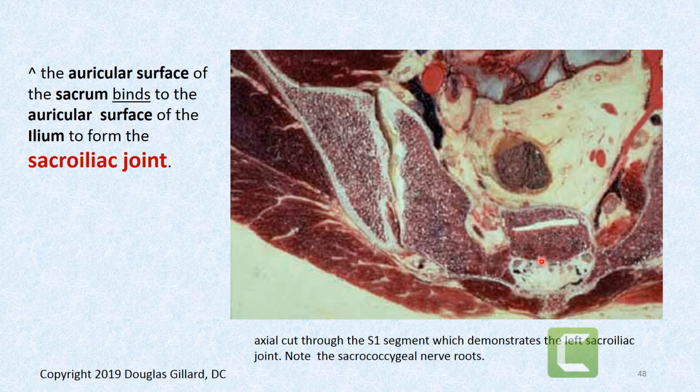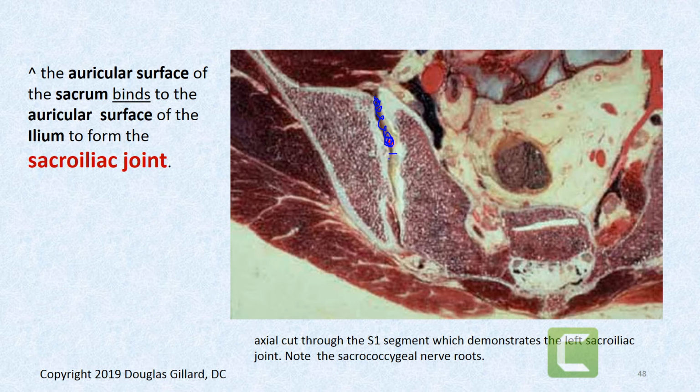Right, so here's a cross-sectional or horizontal view, cut right through the S1, it looks like, maybe S2, of a very fresh cadaver. Our cadavers aren't nearly this fresh, but it just goes to show you there is the sacroiliac joint. So here is the sacrum meeting the ilium, and we'll learn that the actual sacroiliac joint is right here in the front.